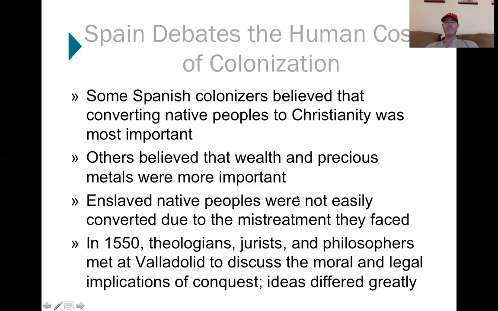So enslaved Native peoples were not easily converted due to the mistreatment that they faced. So I look at that as they're obviously going to have some resistance. And then, as you can see here, theologians, jurists, and philosophers met at Valladolid to discuss moral and legal implications of conquest. The question with that comes down to this thing between human costs and also the other things that motivate it.